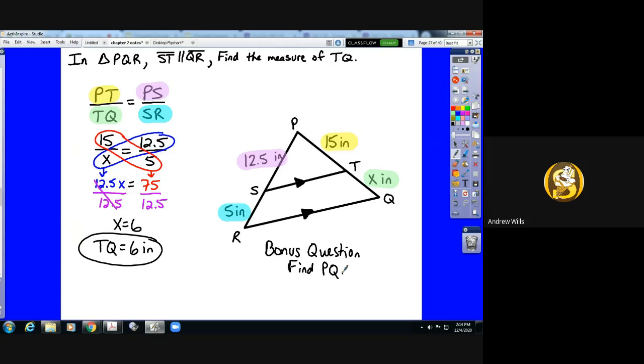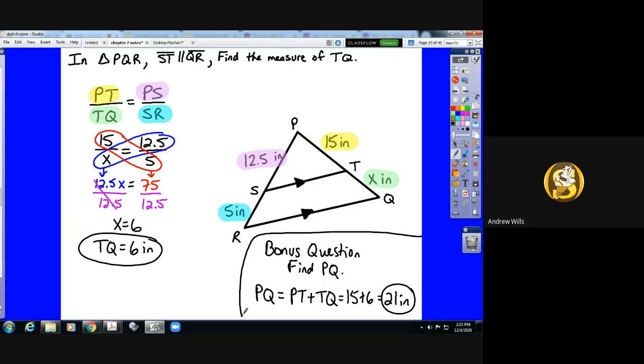Very good. Okay, so we are good enough at this to realize that PQ is equal to PT plus TQ, segment addition postulate, which means that it would be 15 plus 6, or 21 inches. Very good. Just checking because that could come up in problems and we need to be aware of that. So any questions on the usage of the triangle proportionality theorem?